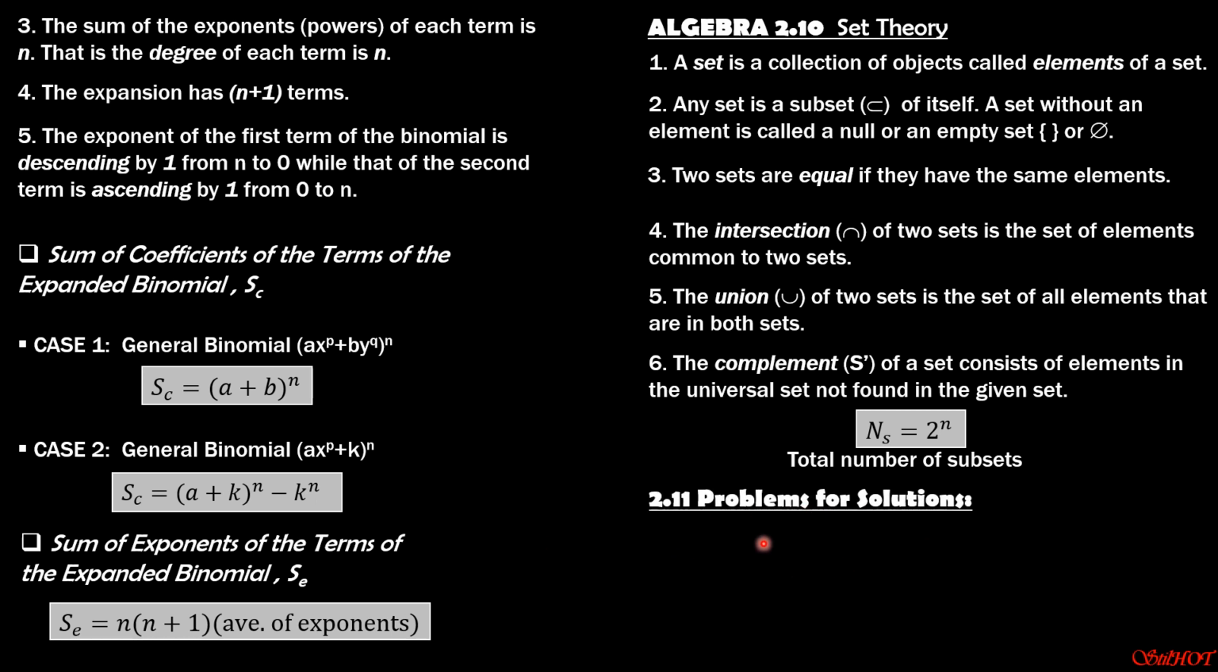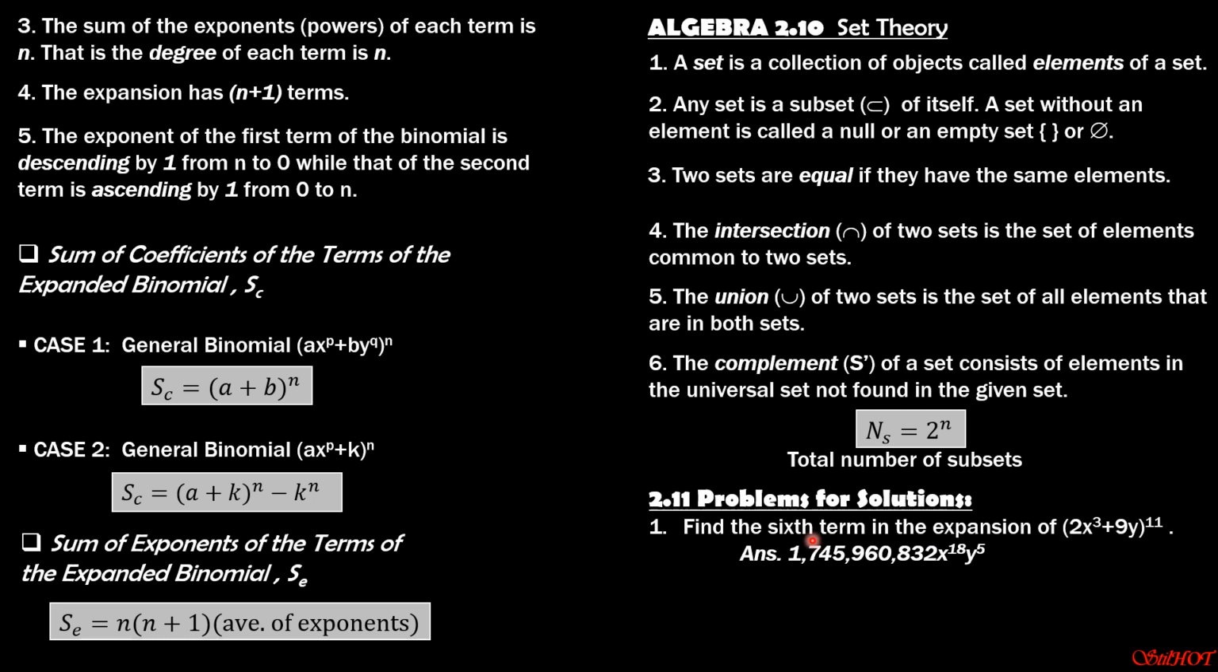This is the first. In Algebra 2 Part 3, I will present examples, problems for solutions in the many topics in Algebra 2. So this is the first one. Find the sixth term in the expansion of the quantity 2x cubed plus 9y raised to 11. So it's no longer x plus y raised to n. It's the general form of the binomial. So in this case, n is 11.